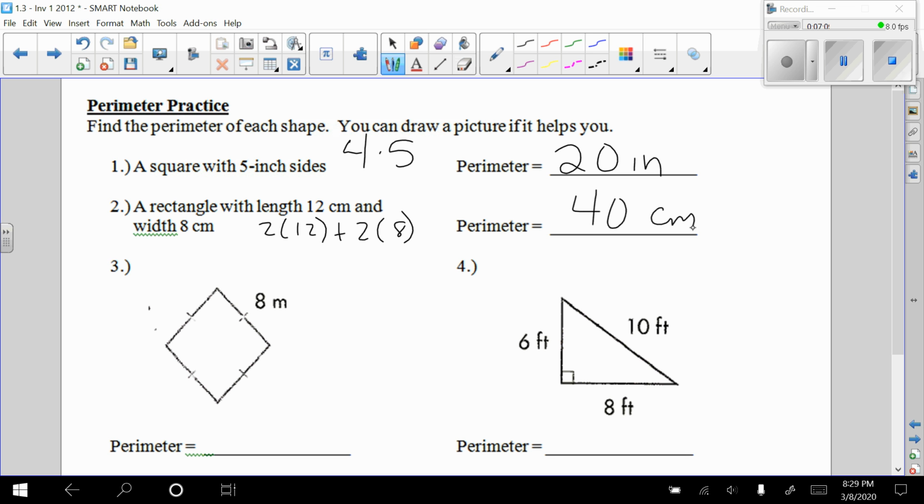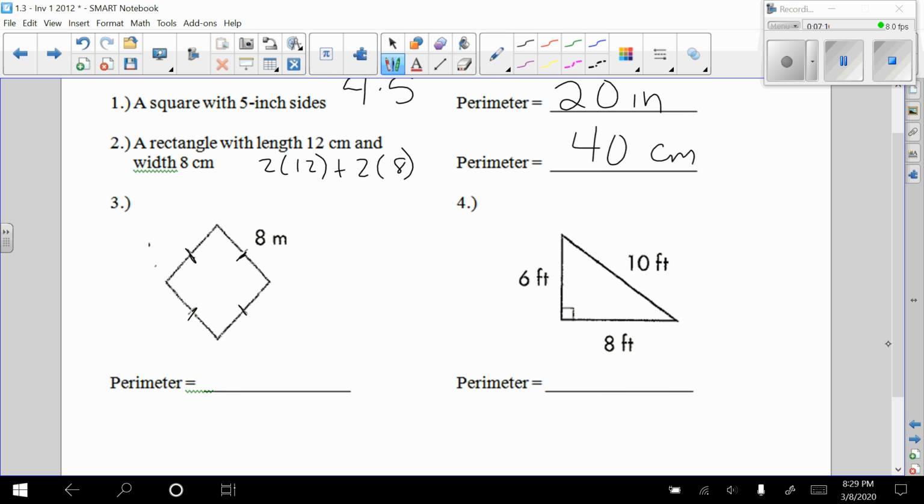All right, does anybody remember what these dashes mean on a figure? Those dashes indicate that all sides are the same. So that means all of these sides would be 8. So if I wanted to add them all up to find the perimeter, I would find out that it's 32 meters. It doesn't matter what kind of figure you have. You add up all the sides that you have. In this triangle for number 4, if you added those all together, you're going to get 24 feet. Make sure you're labeling those as well.